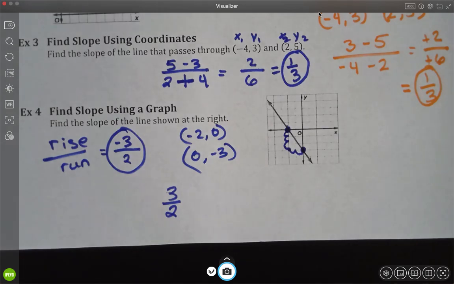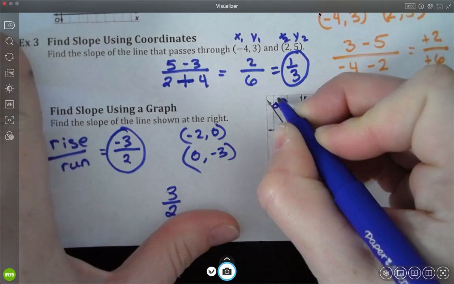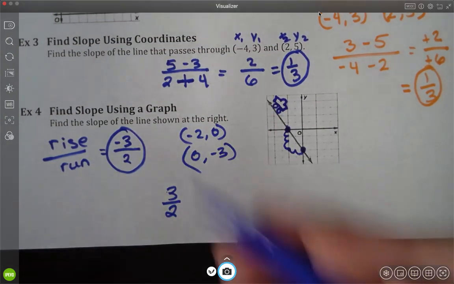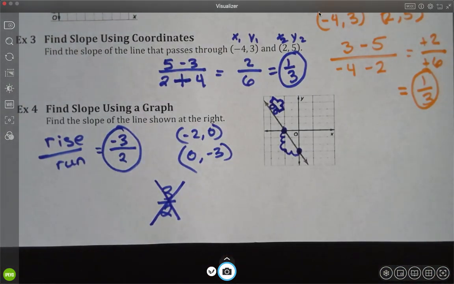Hey, look at this line. Is he sloping upward or is he sloping downward? Down. Left to right is how you read the graph. He is sloping downward. If I have a little imaginary car on this line going left to right, there's my car. He is going downhill, so I know that my slope has to be negative. This one is right, this one is not right. Does that make sense? Okay.